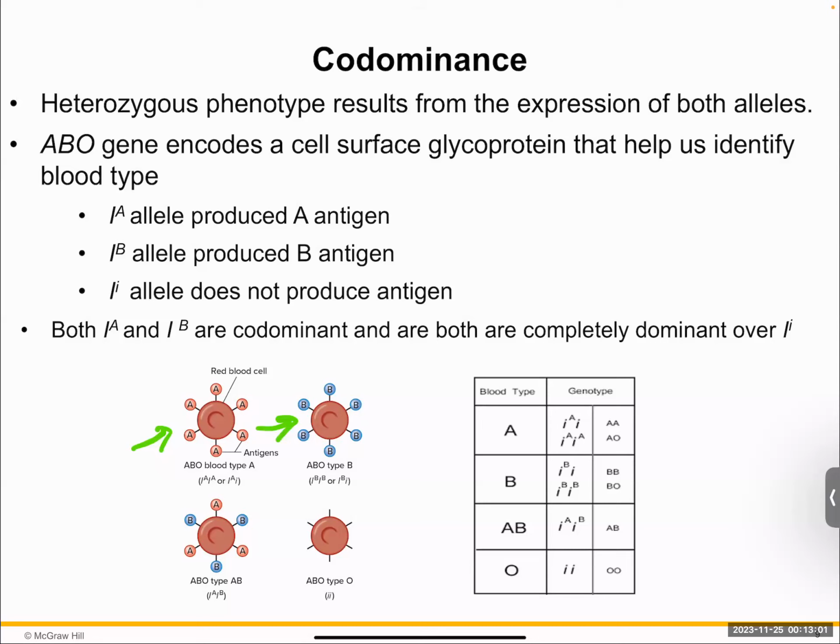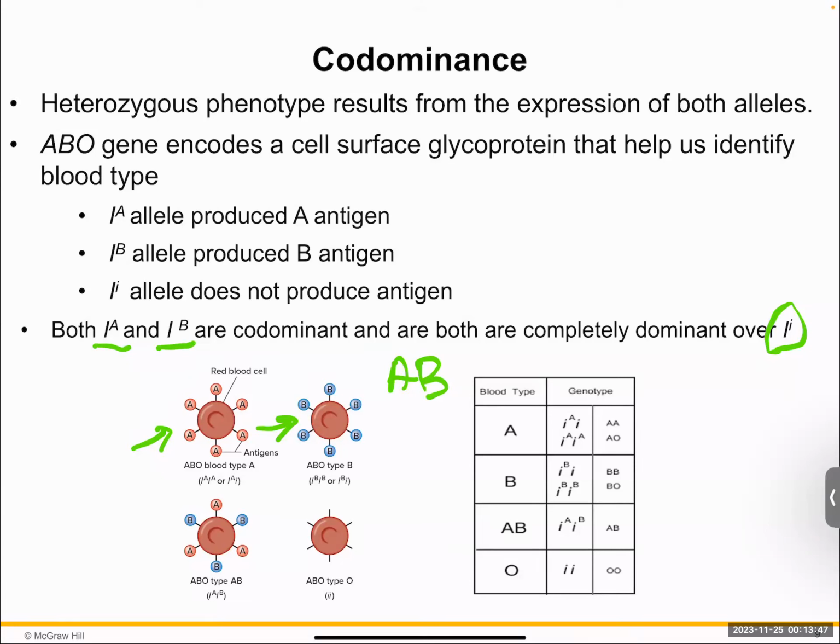And if you have the allele that is lowercase i, this is an allele that does not produce an antigen. So again, you have multiple alleles rather than the typical two. If you have both IA and IB alleles present in your genotype, both of them are presented on the surface of the red blood cell, making your blood type AB. However, it is to be noted that both IA and IB are considered to be fully dominant over the lowercase i.